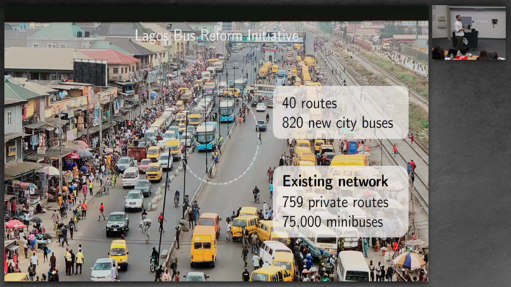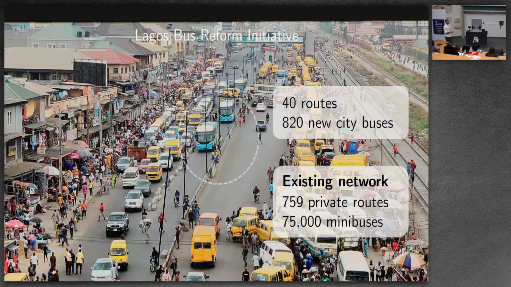But it's doing this in a context where that sort of investment is just completely dwarfed by the existing private network, right? So we collected data on the private bus network, both where the routes are as well as the quantity of vehicles and so on. And the private network in Lagos has almost 800 private routes and 75,000 minibuses. Okay, so that's huge. It's 10 times the number of buses in New York's bus system, or 10 times the number of subway cars in its subway system.